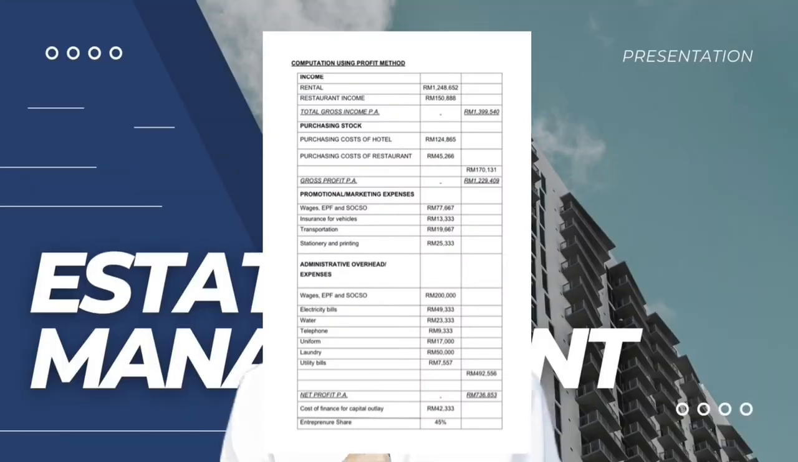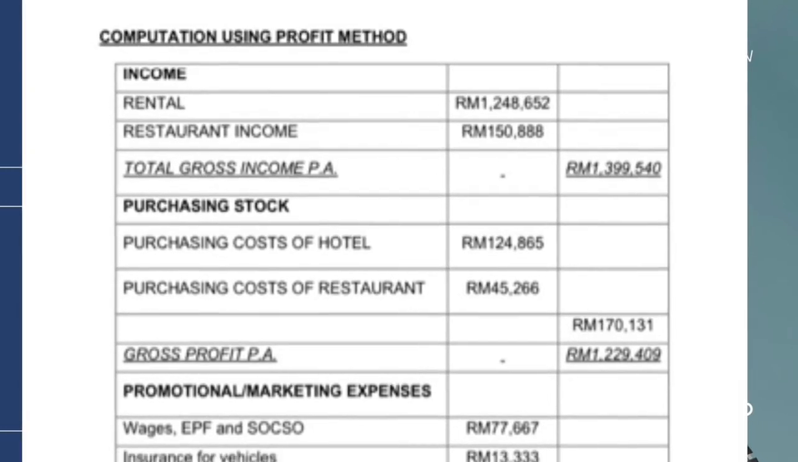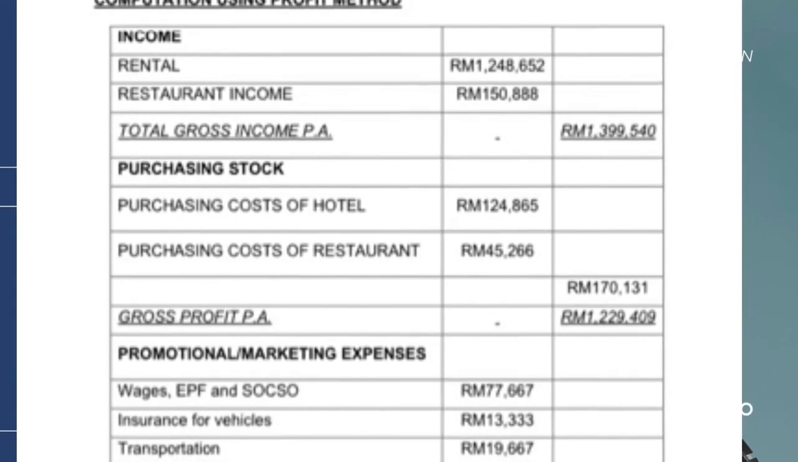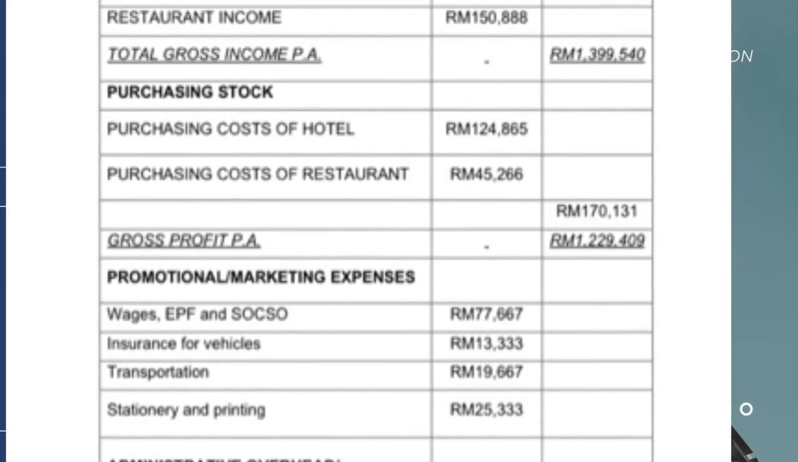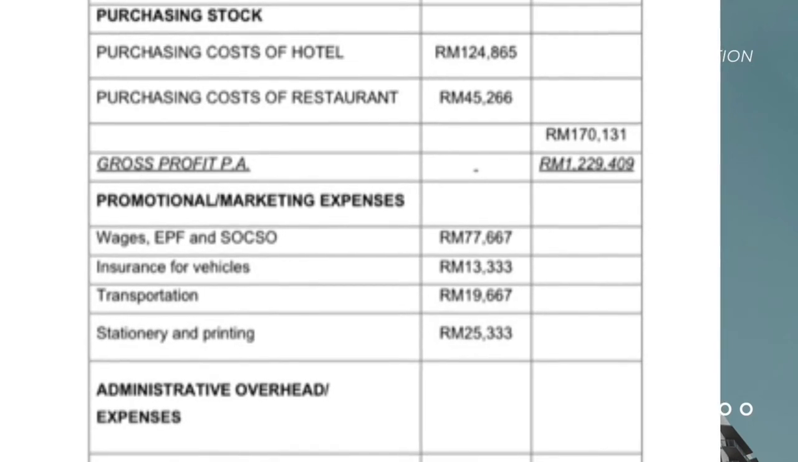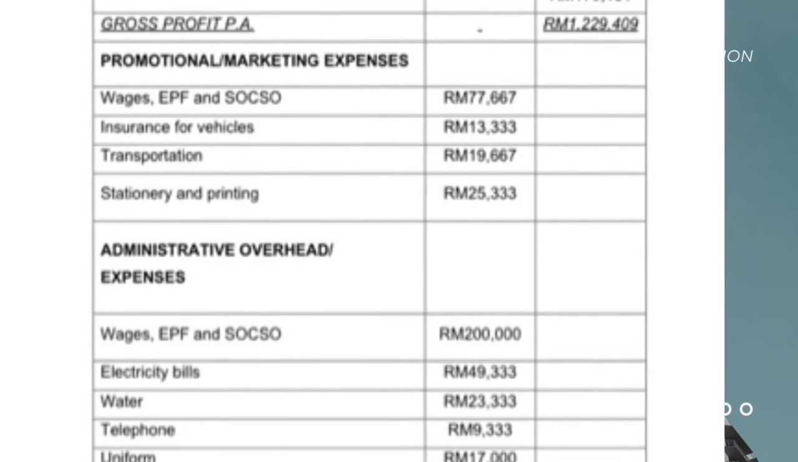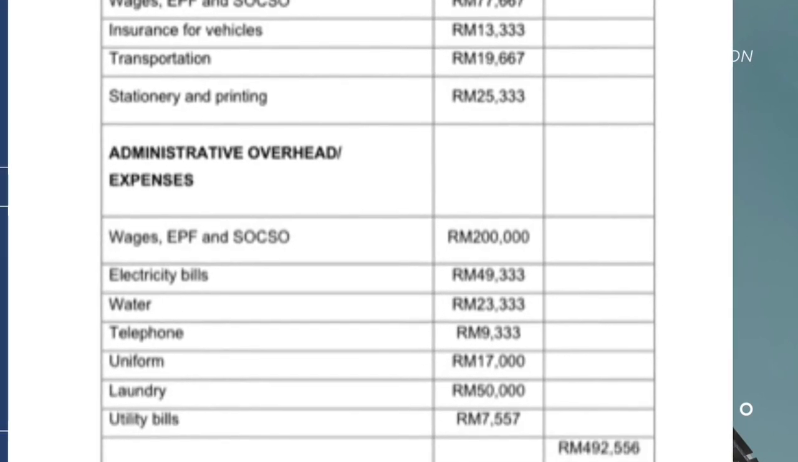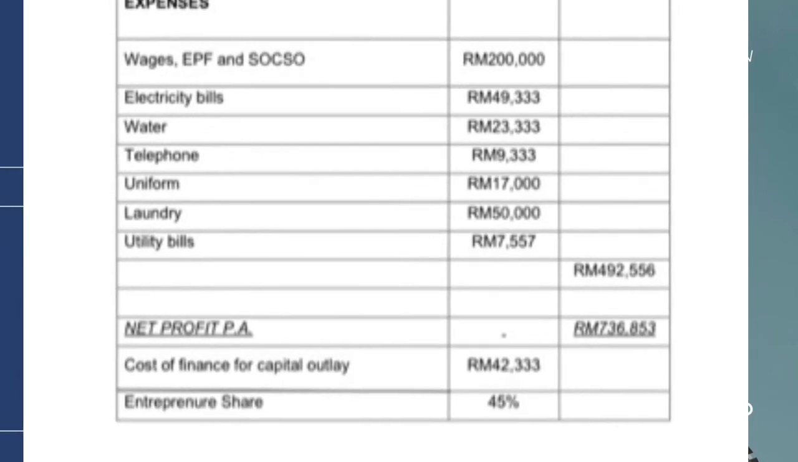Alright, this is how we do a profit method. First, we will find the net profit. First, we total up all the income and all the purchasing stock, and we less the purchasing stock from the income. Then we get the gross profit per annum. And then after we get the gross profit per annum, we less the promotional marketing expenses and administrative overhead expenses, and then we get the net profit.